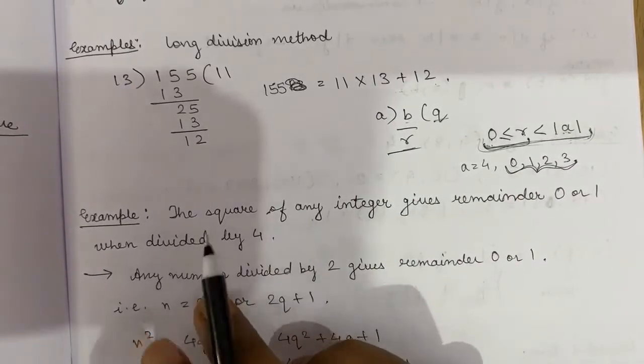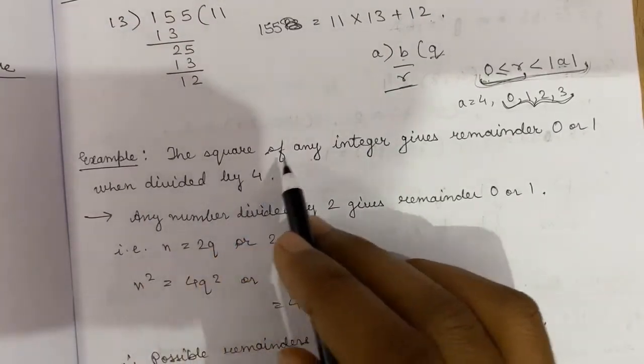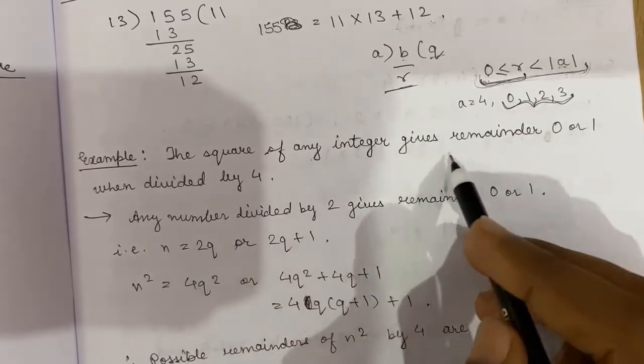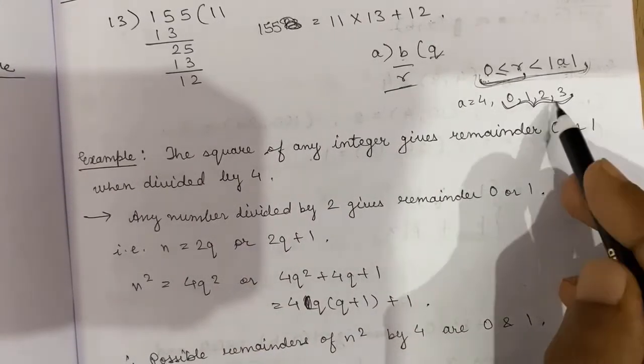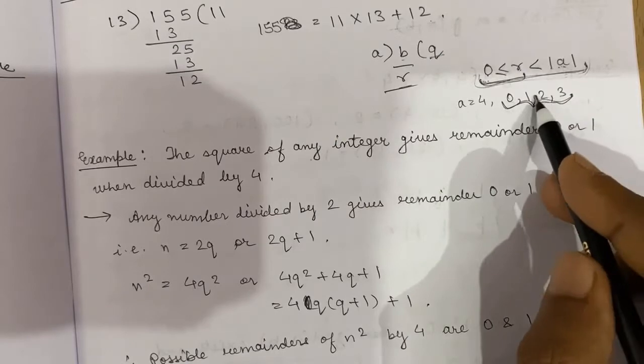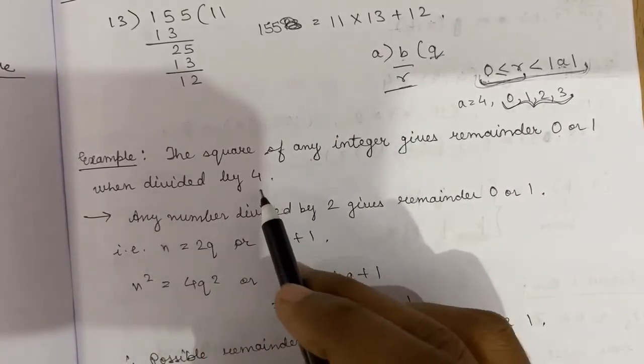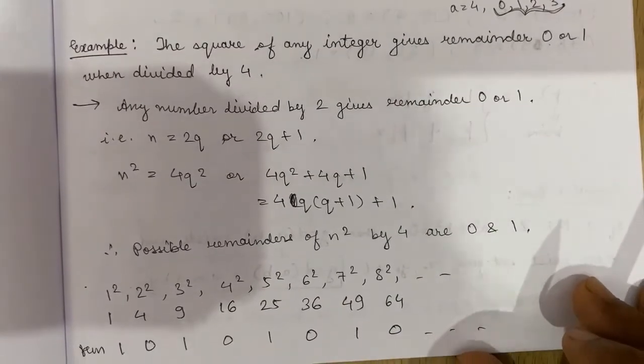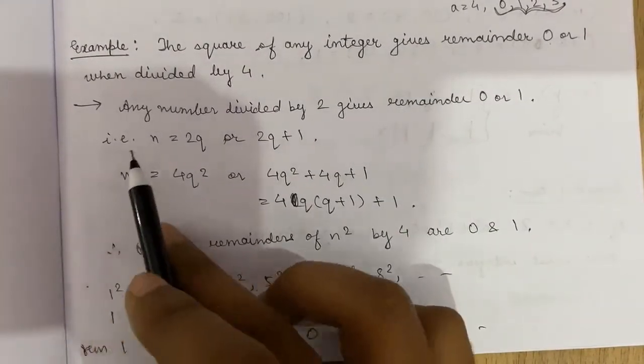So this property is non-trivial. This says that if an integer is the square of another integer, then it would give only remainder 0 and 1. 2 and 3 cannot be the remainder when such an integer is divided by 4. So let's look at the proof of this property.